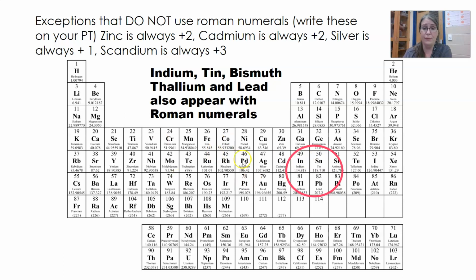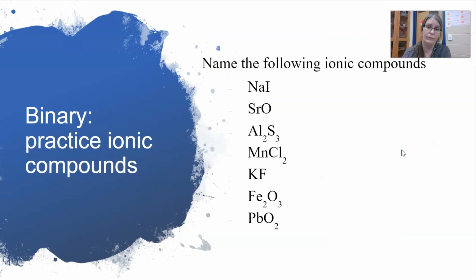So it's important that you remember these exceptions. These 5 down here, the gang of 5, do have those multiple charge states, oxidation states, and we do need to make sure that we say what they are. There's a huge difference between lead-2 oxide and lead-4 oxide. It's important that we know which one we're going to be talking about.